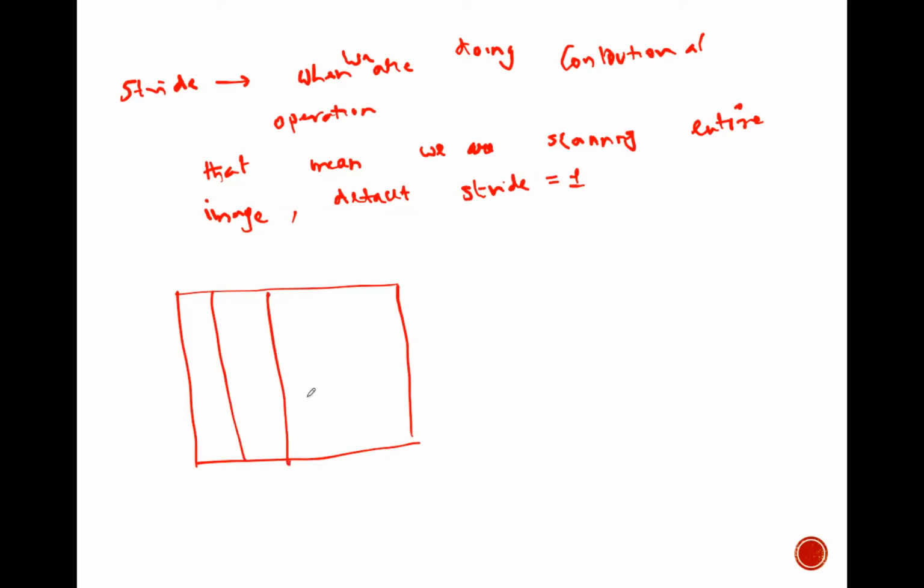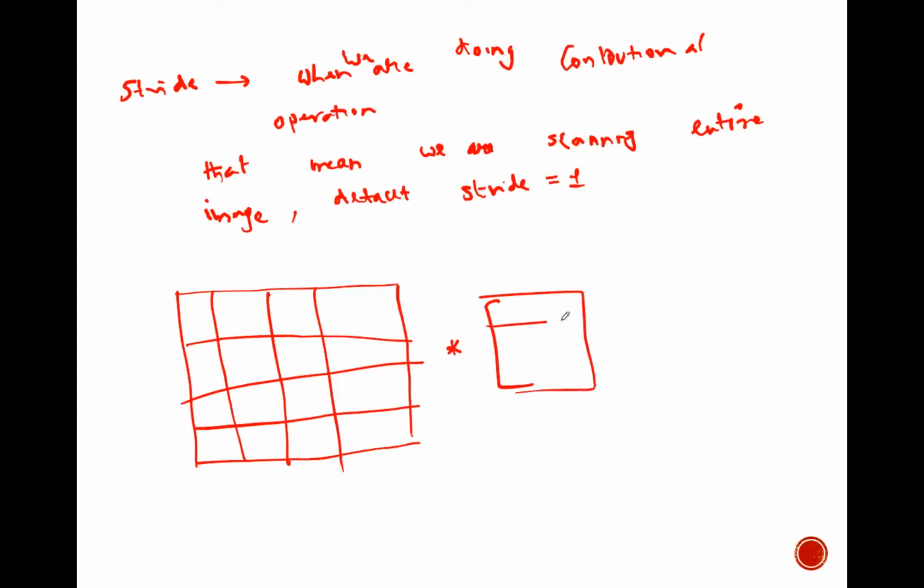Let us take this image. 4 by 4, 3 by 3. What will be happening now? 4 minus 3 plus 1. It's like 5 minus 3. It's a 2 by 2 matrix.